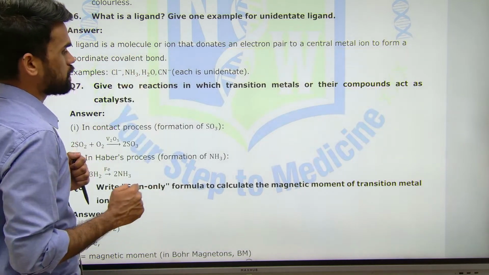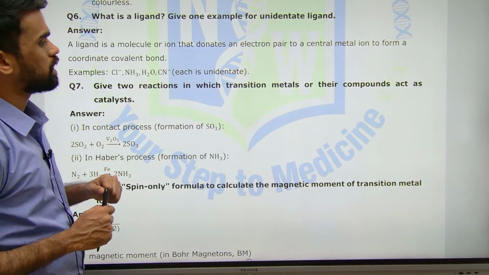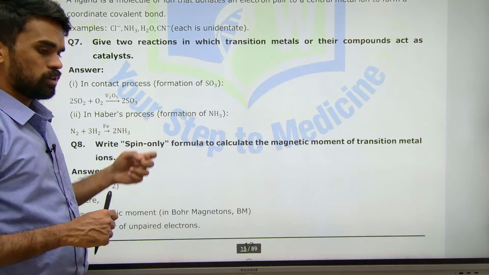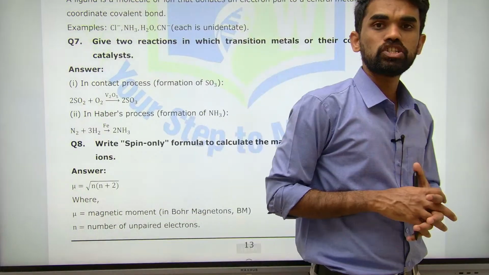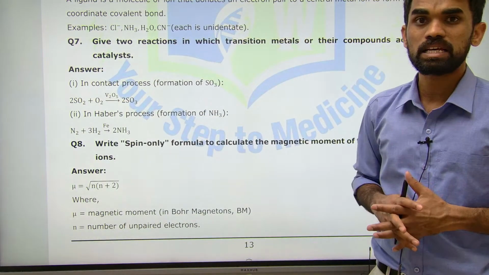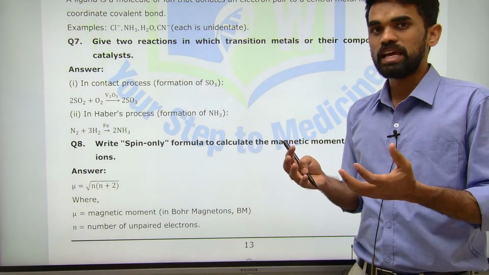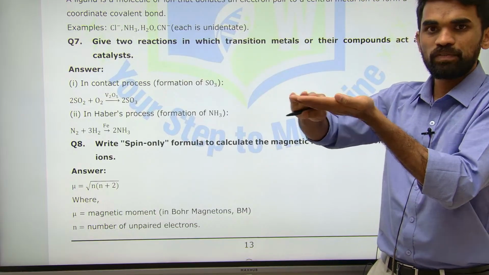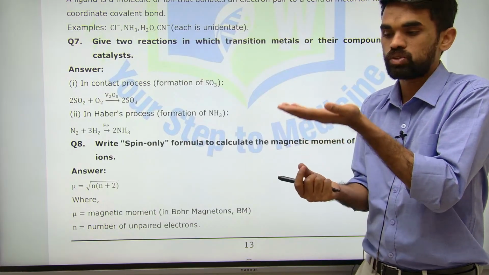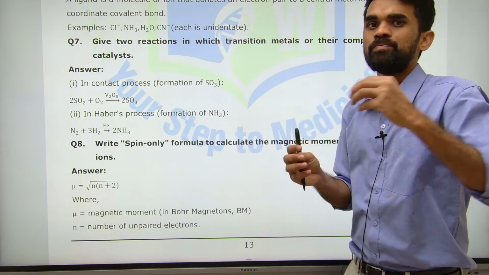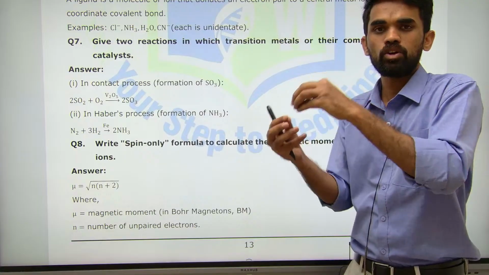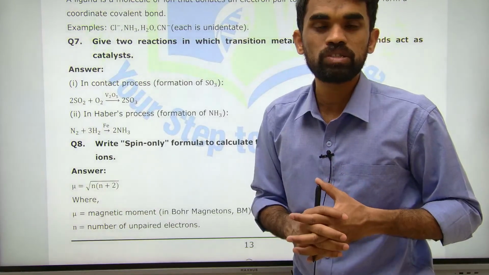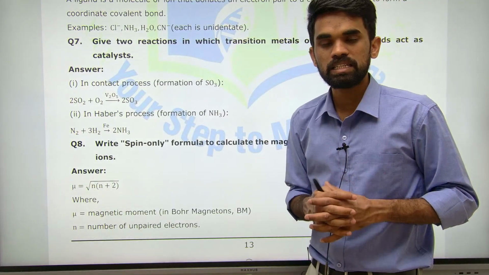The next question: give two reactions in which transition metals or their compounds act as catalysts. There are many good applications in industrial processes where we use transition metals as catalysts, because these d block elements have a large surface area, and there may be some metallic defects also. Due to that, there might be holes in which gases can accumulate, and that favors chemical reactions like hydrogenation of alkenes. We use nickel, palladium, platinum as catalysts.